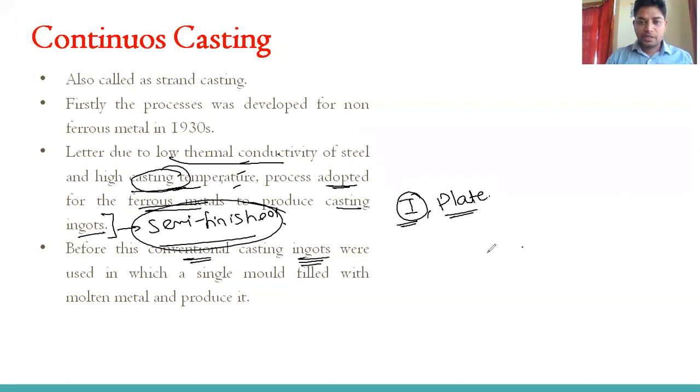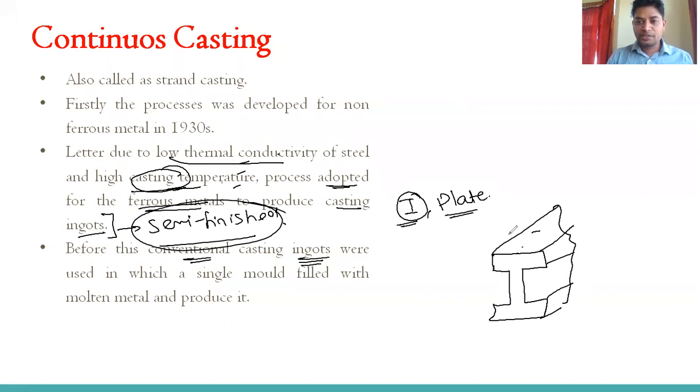Conventional means, like if we want to get an I section of a specific length, then we were using the mold of this I section, and we were using a number of molds, and we were filling the molten material into that. Once this molten material solidified, then we were bringing it out, and again filling with the next molten material. Like that, we were producing these I sections and the plates.